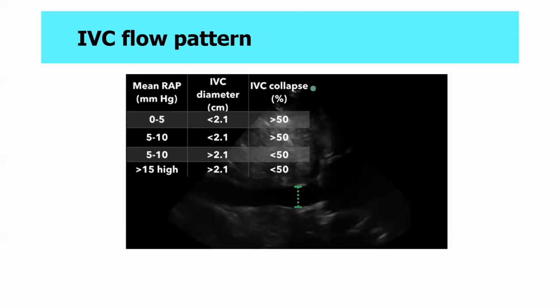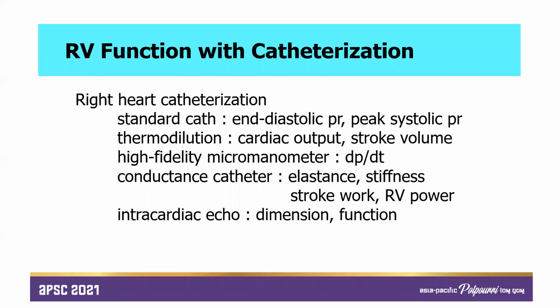IVC diameter and collapse pattern with respiratory variation also help to estimate RA pressure and RV status in pulmonary hypertension. Of course, catheterization helps for RV assessment: standard catheterization with diastolic pressure and peak systolic pressure, thermodilution for cardiac output and stroke volume, high fidelity micromanometer, dP/dt, conductance catheter, RV elastance and stiffness, which are important, stroke work and RV power, and intracardiac echo for dimension and function.